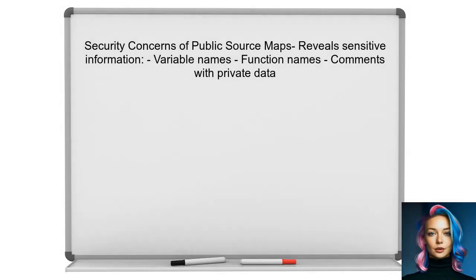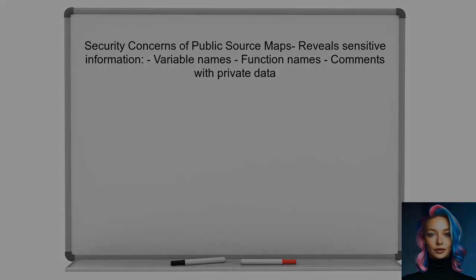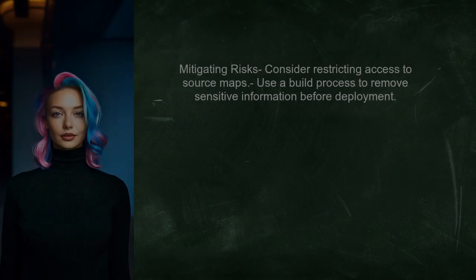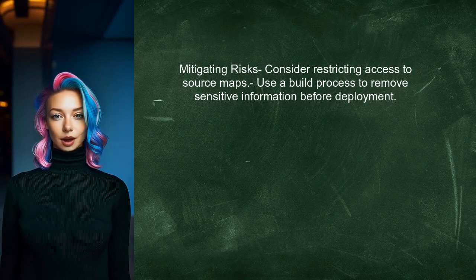There are legitimate security concerns when exposing source maps. They can reveal sensitive information such as variable names, function names, and even comments that may contain private data. To mitigate these risks, the user can consider options like restricting access to source maps or using a build process that removes sensitive information before deployment.